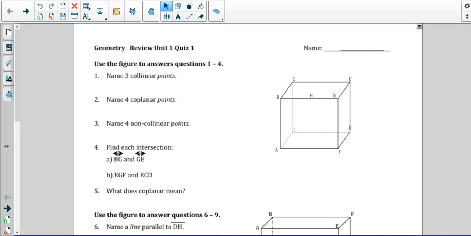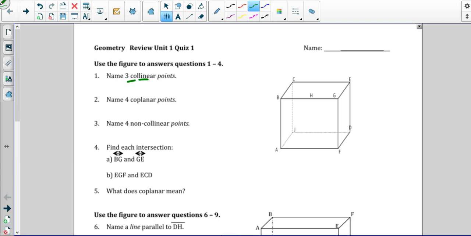All right, the review for your first quiz of geometry this year. Number 1, name 3 collinear points. Well, remember, collinear means co, with, on the line. So 3 points on the same line.